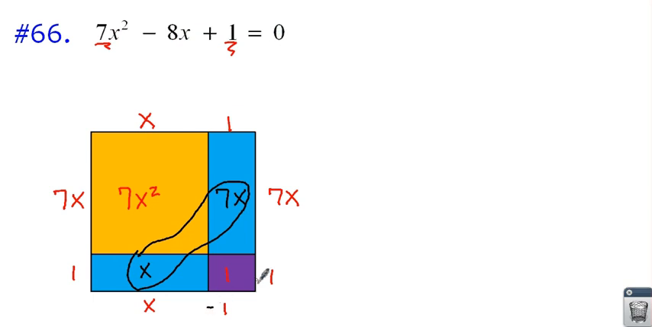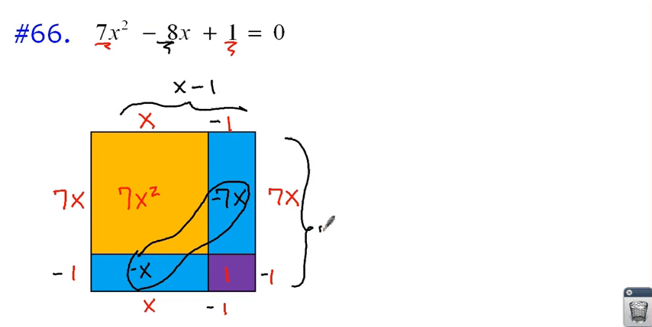No problem. Negative 1 times negative 1 is still positive 1. So that changes a few things over here. The product is now negative x. This product is now negative 7x. And now I'm golden. Negative 7x together with negative x does indeed make negative 8x. So the factorization I was looking for is x minus 1 times 7x minus 1. And I'll go ahead and write that here.